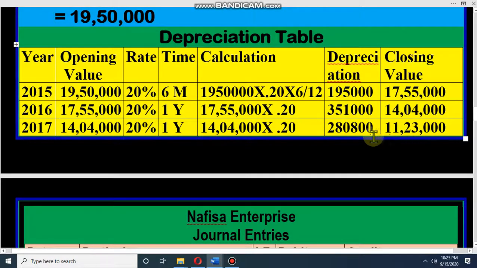Dear student, I hope you understand how you can prepare a depreciation table under the reducing balance method. Every year the balance is reducing. That's why it is called reducing or diminishing balance. Dear student, I hope all of you understand.